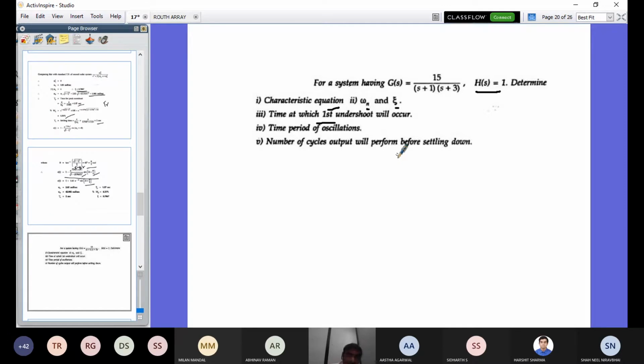What is the first step? The system transfer function is given and h of s is given. Determine the characteristic equation, omega n, zeta. Time at which first undershoot will occur. Time period of oscillations. Number of cycles the output will perform before the system settles down. What is the first step?